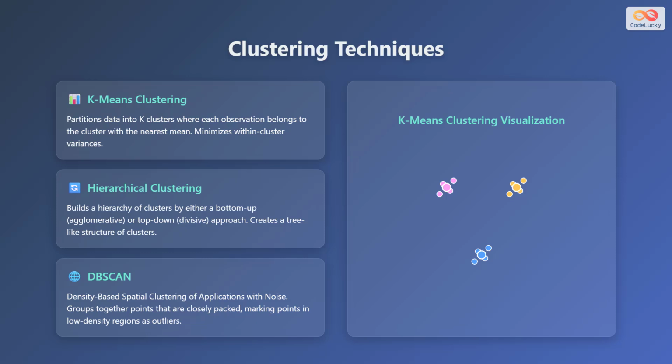Then we have DBSCAN, density-based spatial clustering of applications with noise. It groups together points that are closely packed, marking points in low-density regions as outliers. Here you can see an example of K-means clustering visualization.